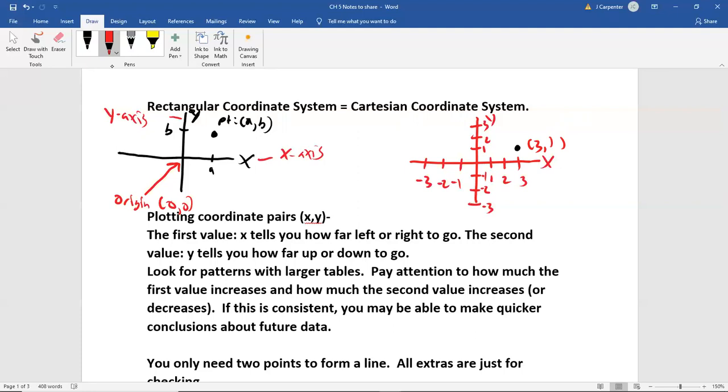That's how we can graph a point or tell the location of a point. You always need to think about how far left or right you're going first, and then how far up or down you're going. If you get them backwards, it's wrong. If you put negatives instead of positives or vice versa, it's wrong. You have to be careful and you have to pay attention.